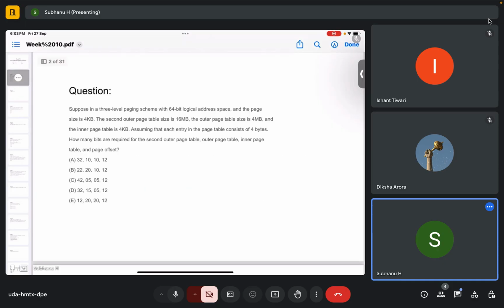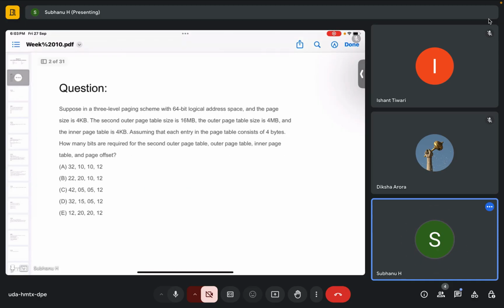So this is the first question for today's lecture. Last week we also solved questions on the logical address space and the paging scheme. So this is the first question for today.